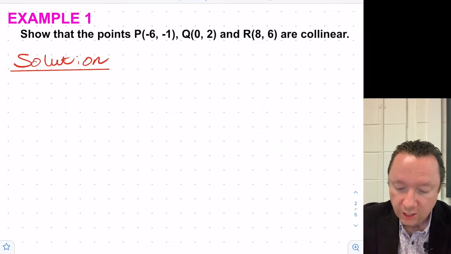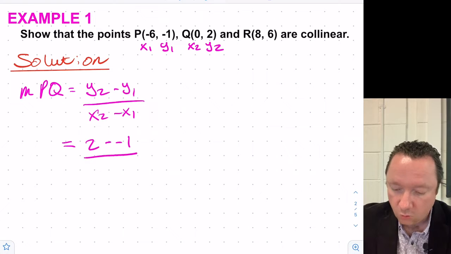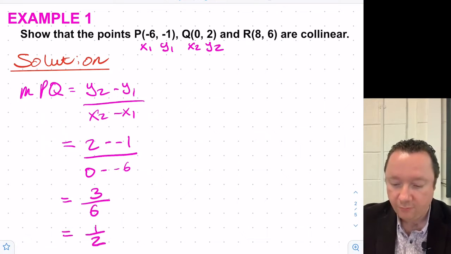So we just need to check the gradient between P and Q. Let's use the gradient formula: y2 minus y1 over x2 minus x1, where that would be x1 and y1, and this would be x2 and y2. So that is just 2 take away minus 1 over 0 take away minus 6. That gives me 3 over 6, which we can simplify down to a half.